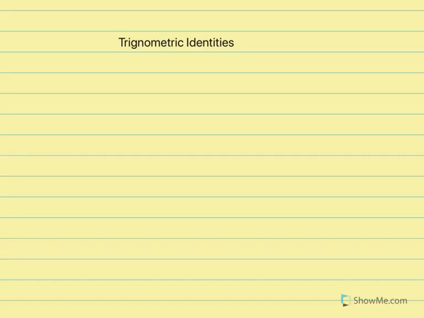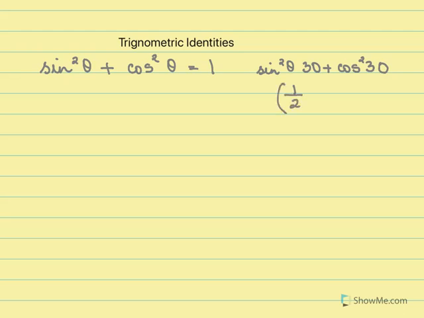Trigonometry identities. The first identity we learn is sine square theta plus cos square theta equal to 1. Let me give you an example to show this. Now, suppose I have sine square 30 plus cos square 30.